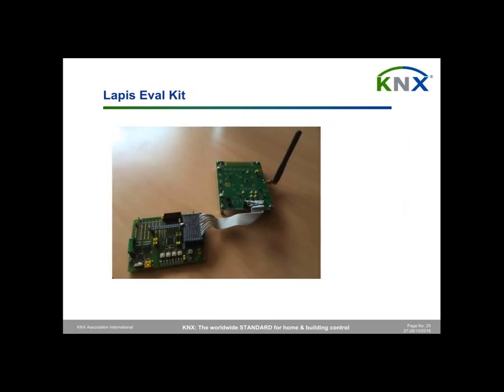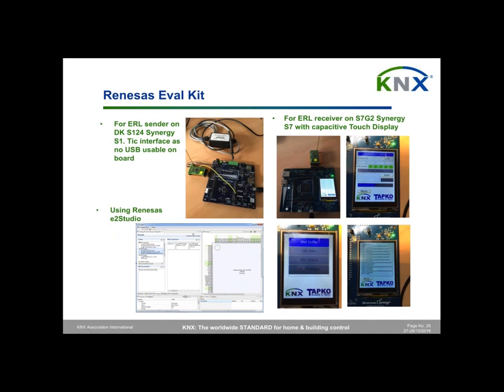So just to see the eval boards, some pictures of the Renesas eval board. So you can see the two eval boards with the RF module. Some graphical application to make first a KNX sniffer, so you can see all the KNX telegrams. You can see the KNX, the ERL data, excuse me. You can make the linking, and you can also unlink the device. And the software is proposed on the e2 studio from Renesas.